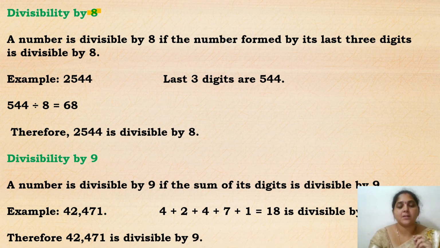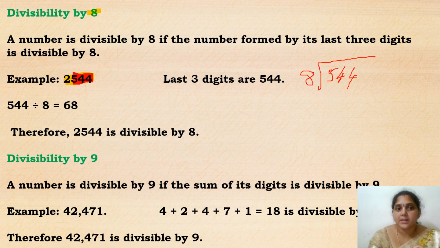For example, here 2544 is my number. Now I have to compare the last 3 digits. Last 3 digits means you have to compare the ones, tens and hundreds. These 3 digits I have to compare with the 8 table. I have to see whether this 544 is divided by the 8 table or not. If you want, you can check it out once here. What is my number? 544. So what I have to do? I have to divide this number by 8.